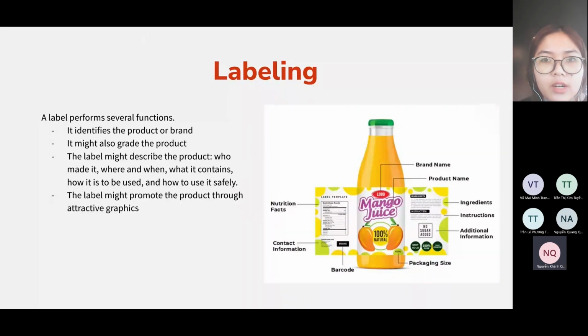For example, for clothes, there are sizes like size S, size M, and the label might describe the product, who made the product, when, how it is to be used and how to use it safely. And lastly, the label might promote the product through attractive graphics.